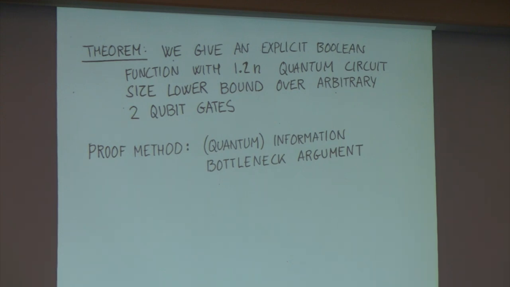So the proof method is not going to be a breakthrough. It's, as usual, an information bottleneck argument. So business as usual, right? Or business may be the only kind of business that is possible, at least to our current knowledge.